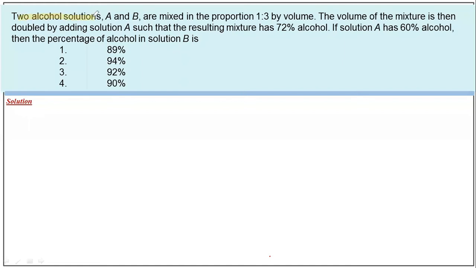Two alcohol solutions A and B are mixed in the proportion 1:3 by volume. The volume of the mixture is then doubled by adding solution A such that the resulting mixture has 72% alcohol. If solution A has 60% alcohol, then the percentage of alcohol in solution B is which of the following?